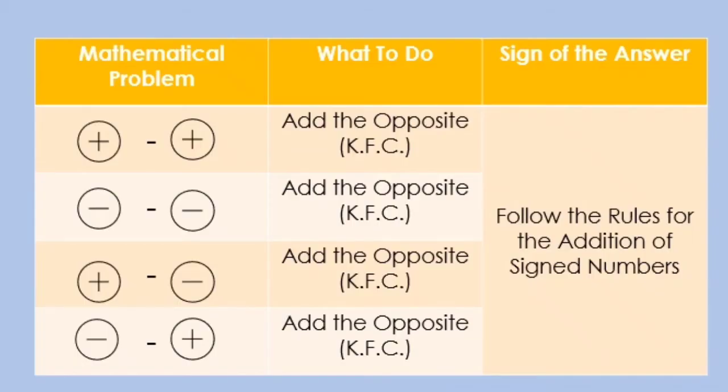We have here a table to illustrate all the rules that you have to follow when you subtract signed integers. So we have positive minus positive, we add the opposite, or the KFC as I call it, and then we follow the rules for the addition of signed numbers. If both are negative, we will still add the opposite and then follow the rules for the addition of signed numbers. And if it's positive and negative or vice versa, it will still add the opposite and then follow the rules for the addition of signed numbers.